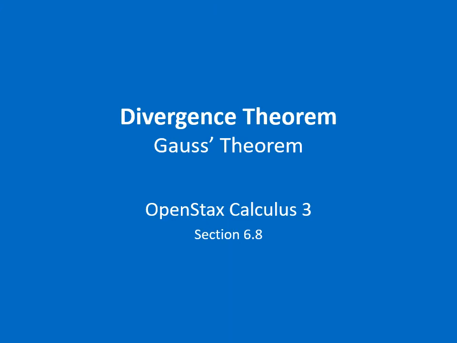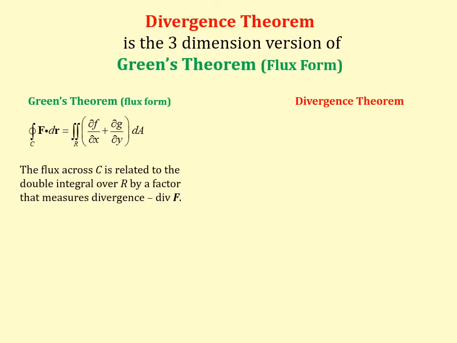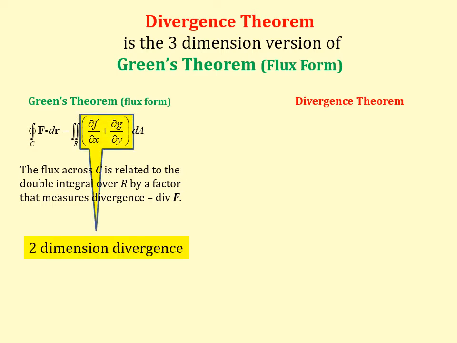Now we want to take a look at the divergence theorem. The divergence theorem is much like Stokes' theorem. It allows us to see a relationship between certain integrals, and again we can think of it as the big brother of Green's theorem. Green's theorem said that the flux across a closed curve is related to the area of the region by some factor, and that factor happens to be the two-dimensional divergence.